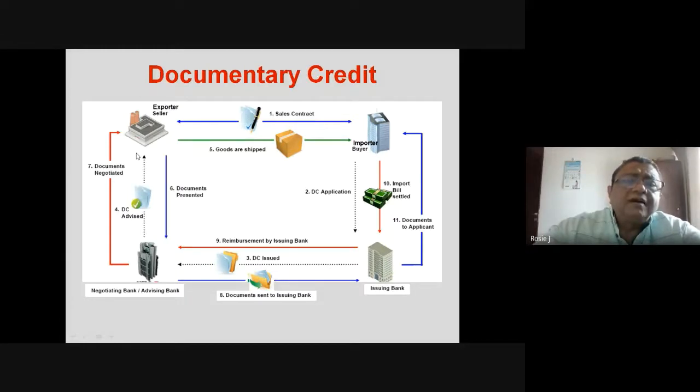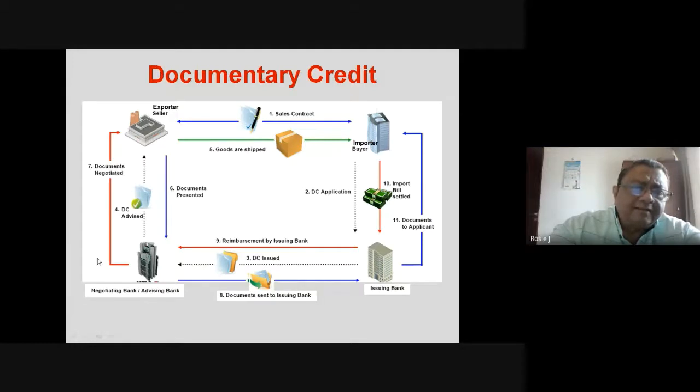The exporter will ship the goods, number 5. Now the exporter has shipped the goods, and once he has shipped them, he will take the documents and give them to the exporter's bank. Now, number 6 is here. Now, you see number 7 going up here again.